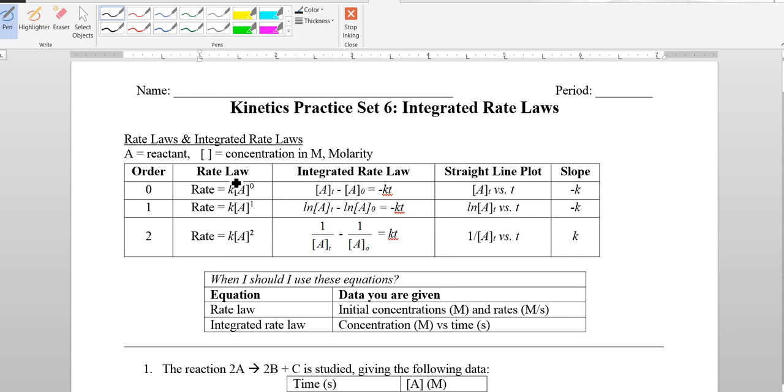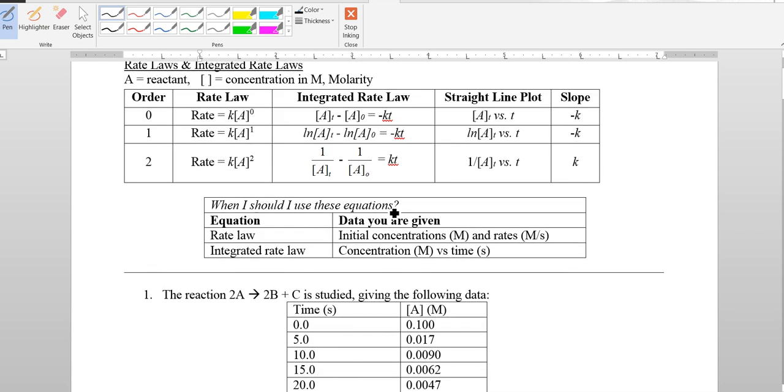And you can use the rate law if you're given molarity and rate data, and you want to use the integrated rate law if you're given molarity and time data. So just look out for time. If you're ever asked about time or given time data, you probably want to use the integrated rate law. If you're given rate data, which is usually in some molarity per unit of time, you might want to be using the rate law. So this problem is asking me for time. So I'm going to use the integrated rate law.